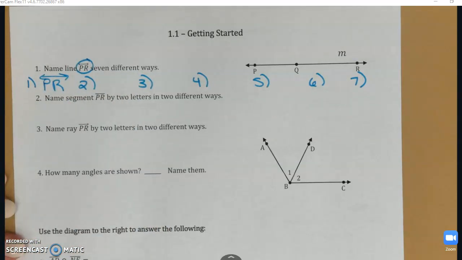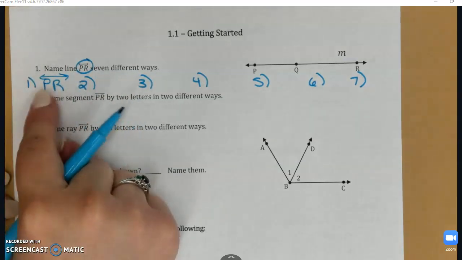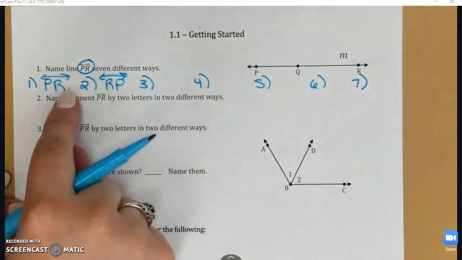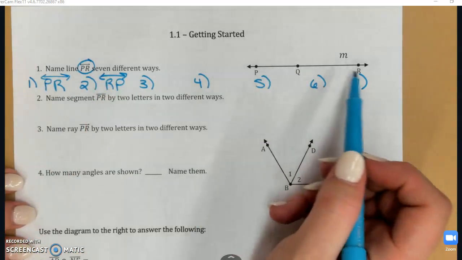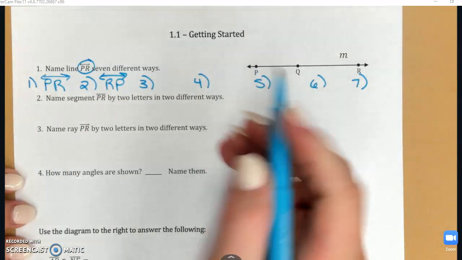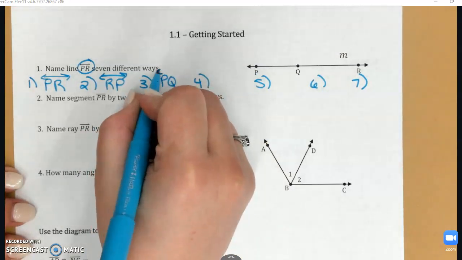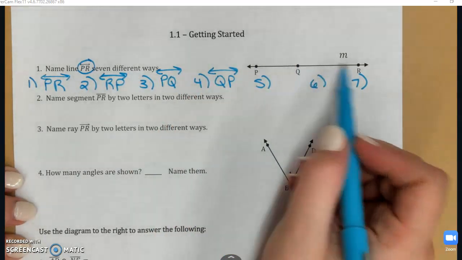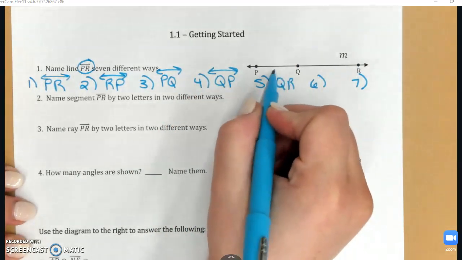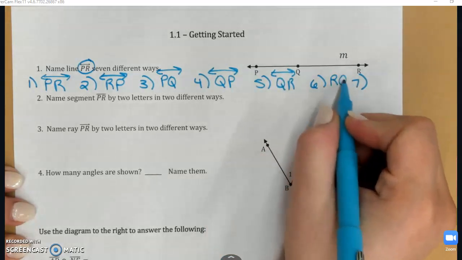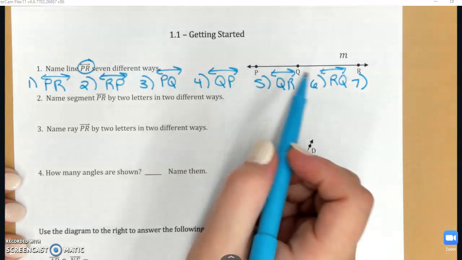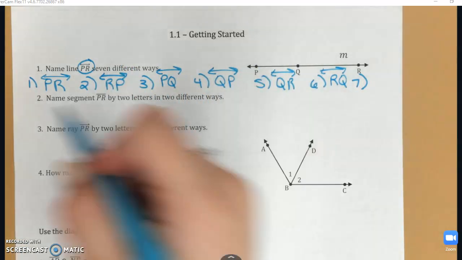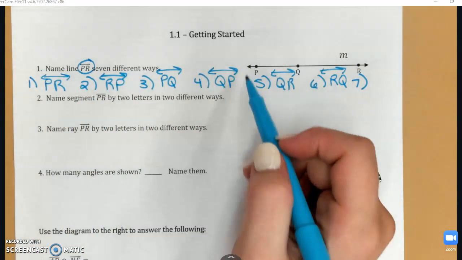Now remember, because the order does not matter, I could also say line RP. And so those are the 2 ways using those 2 points, R and P. Now there are other points on the line, so I could use P and Q. So that could be line PQ or QP. I could also do QR or RQ. And what's very important is that I have the correct symbol above so that we know we're talking about a line. So those first 6 ways are how I can name it using points on the line.